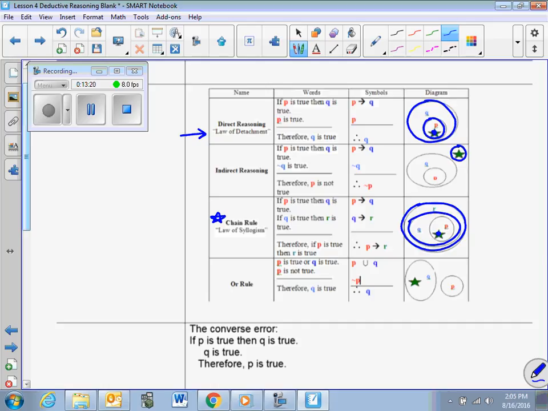All right, and the OR rule: P is true or Q is true. If P is not true, then Q has to be true. Okay, so this is the symbol for OR, right? And you remember with your Venn diagrams, if you have an OR, then there's no overlap. So that's why we would have 2 separate circles, not overlapping. And P is not true. Q is true, so that's why I would have my star inside of Q. We'll do much more on Venn diagrams next lesson.